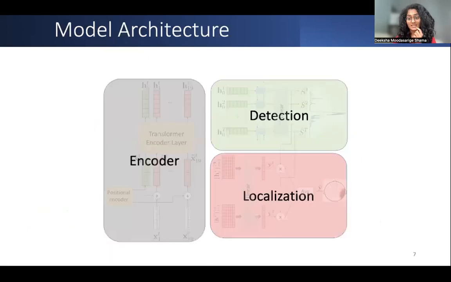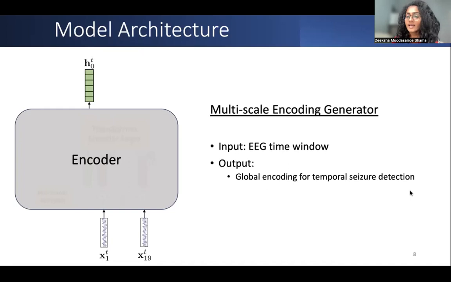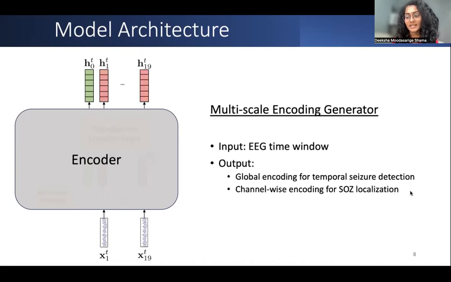Our model, DeepSOZ, has three main components: an encoder, a detection branch, and a localization branch. The encoder processes each 19-channel EEG X_t of 1 second long time window to generate multiscale encodings, a global encoding H_0, and channel-wise encodings H_1 to 19 at t, for downstream tasks.